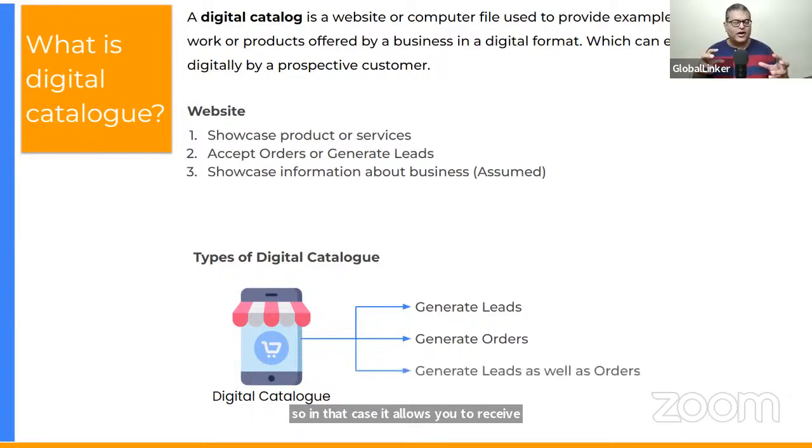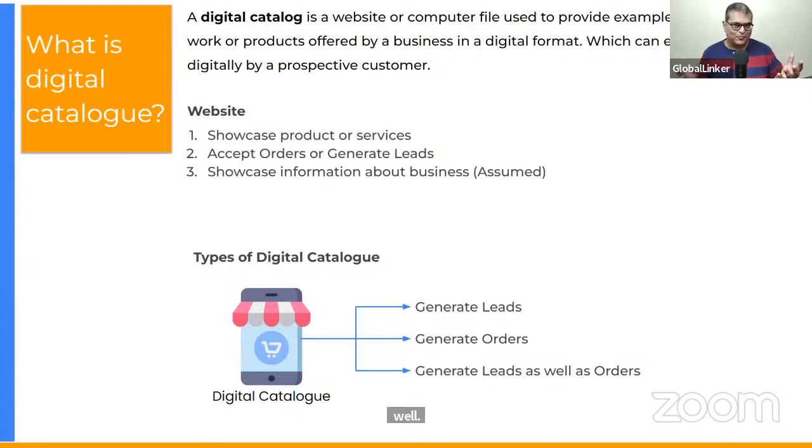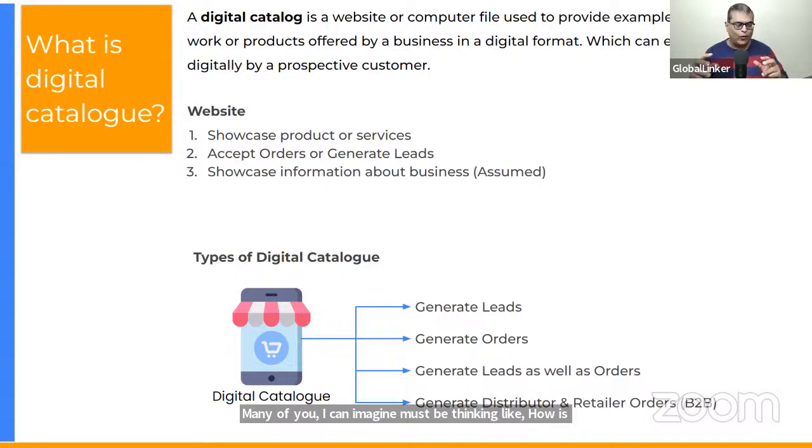The third type is which allows you to do both things simultaneously. So you can generate leads and you can receive orders as well. Many of you, I can imagine, must be thinking, how is that even possible? I'll show you how it is done. And the fourth type is it allows you to receive orders from your bulk buyers. Now, the fundamental difference between leads and orders is that a lead is basically an expression of interest, whereas an order is actually an order. Someone wants to buy or has placed an order and they are buying the products, right? So that's the fundamental difference between a lead and an order.